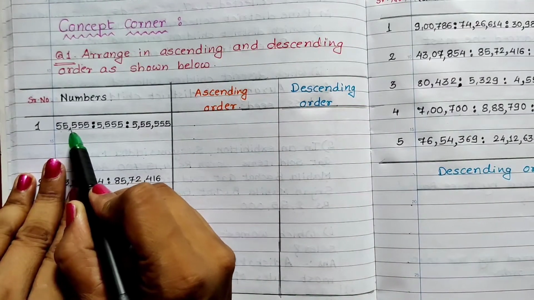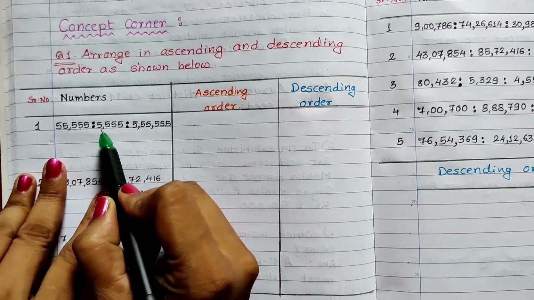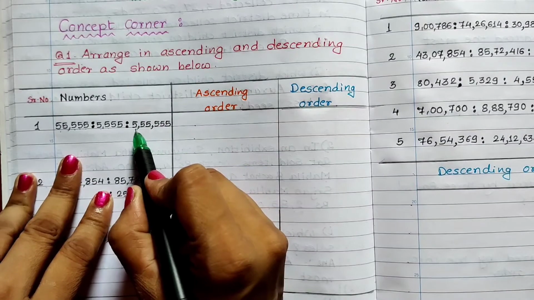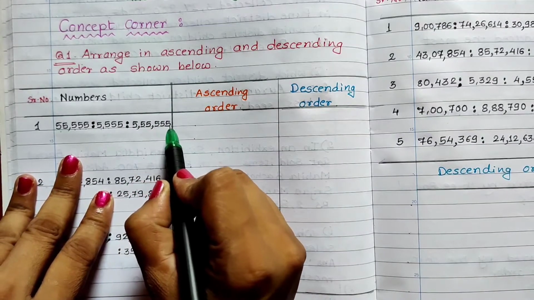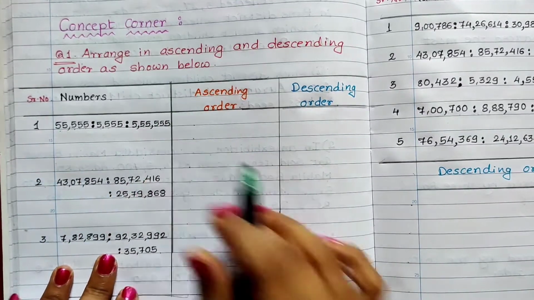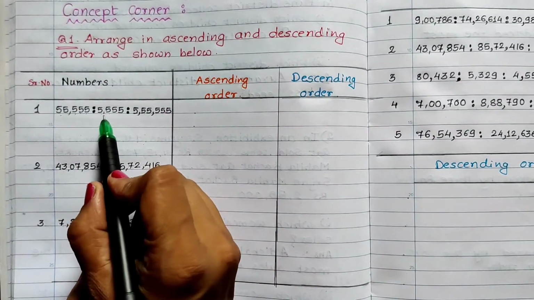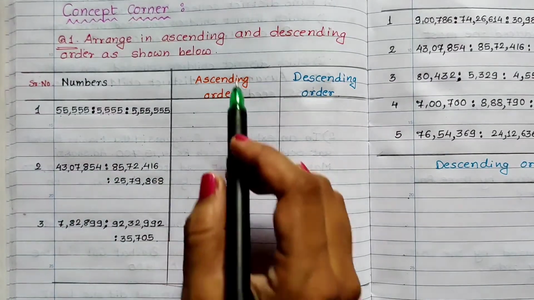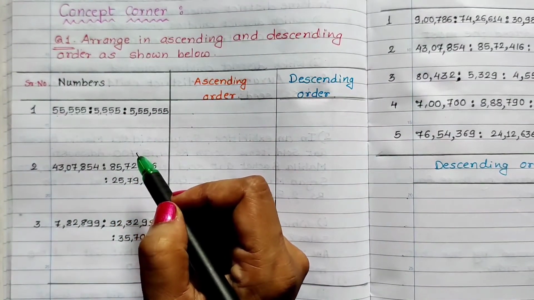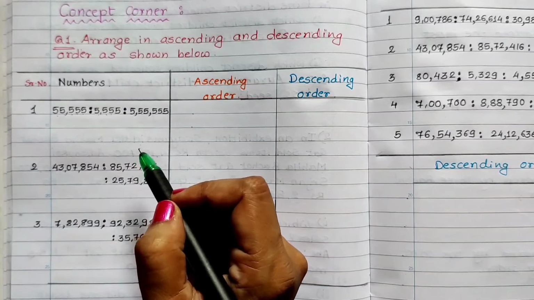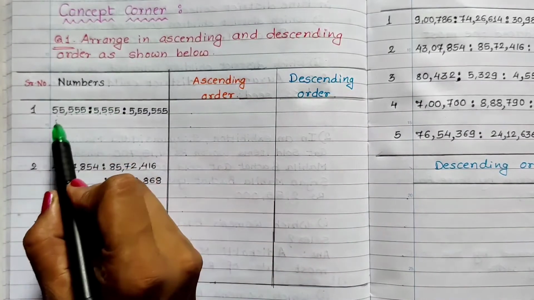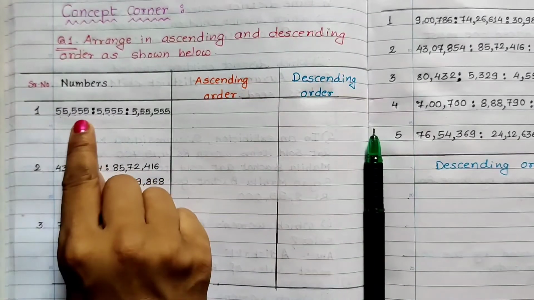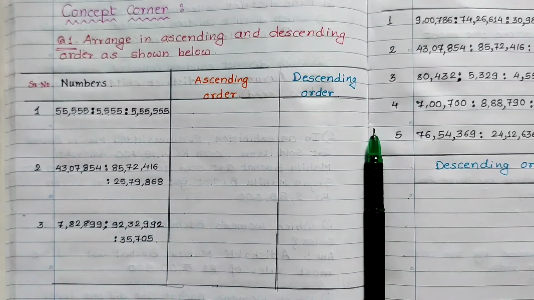The first number is 55,555. The second number is 5,555. And the third number is 5,55,555. So we can see that this 5 lakh number is the biggest and this 5,555 is the smallest number. You can also count the digits, and from the digits you can decide which number is bigger and which is smaller. If we count the digits over here, you can write them below with a pencil.